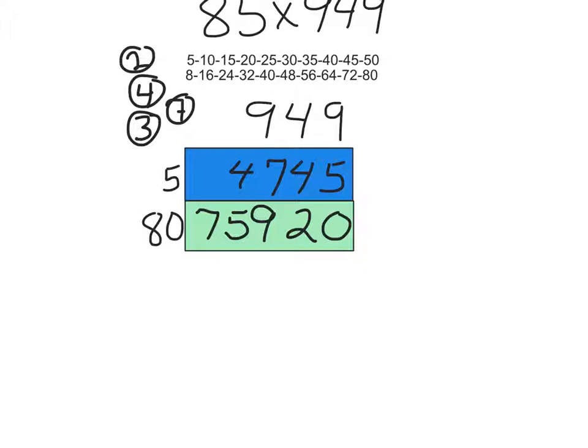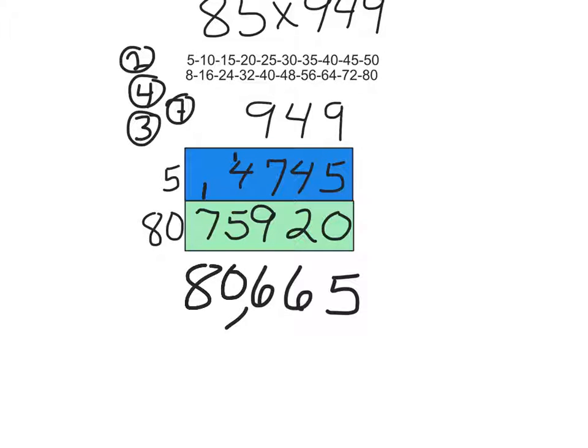And I've got 5 plus 0 is going to give me 5. 4 plus 2 is going to give me 6. 7 plus 9 is going to give me 16. I'll drop the 6 and carry the 1. Then I got 5 here plus this 5. Well, that's going to give me 10. I'll drop that 0, carry that 1. And 7 plus 1 is going to give me 8. And there you have it, my friends. You have 80,665. Bam! You got to love that.